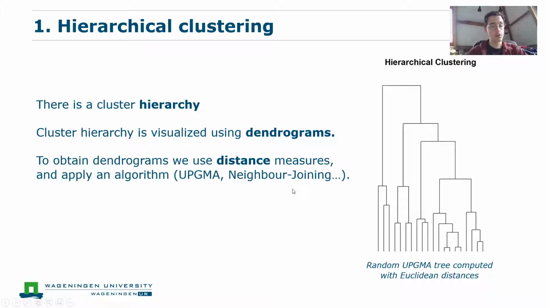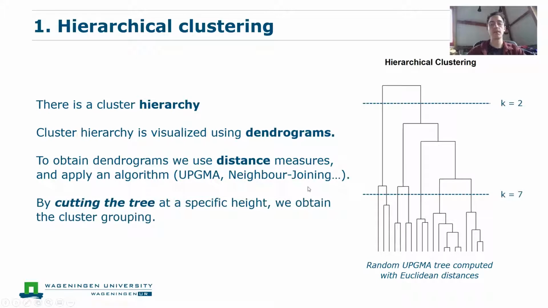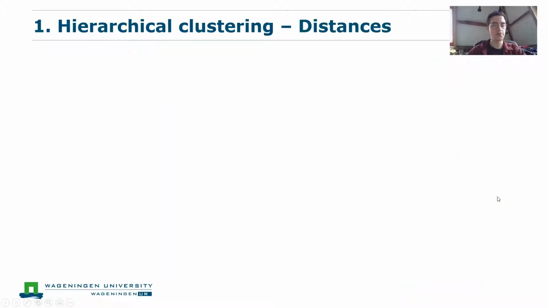To obtain hierarchical clusters, or to obtain dendrograms, we need to use distance measures. So we start from our data, calculate some distances between our samples, and then based on those distances, we can create a hierarchical cluster. And there are different algorithms to generate those clusterings. The most common ones are UPGMA and neighbor joining algorithms. And importantly, by cutting the tree at a specific height, we can obtain the division of samples into clusters. So if we cut at this height, we obtain 2 clusters. If we cut at this height, we obtain 7 clusters. Quite simple.